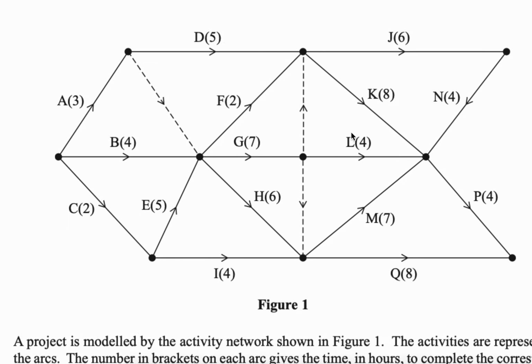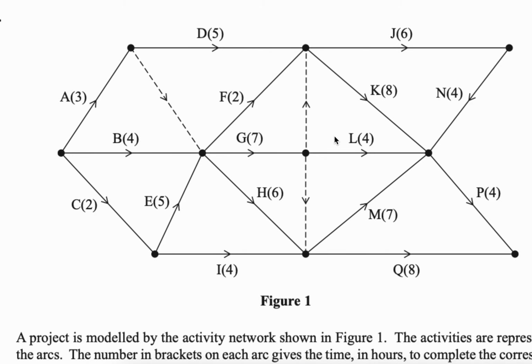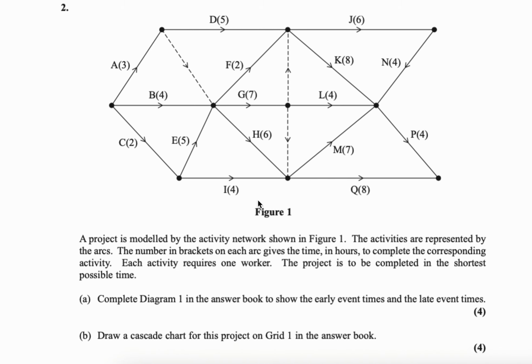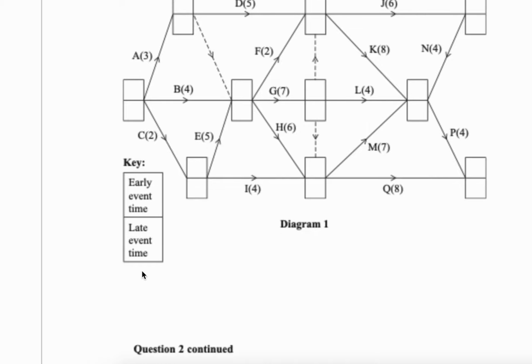Okay, question 1 over. Question 2. One project is modeled as a network above. The activities are represented by arcs. The number in brackets on each arc gives the time in hours. So just bear that in mind, time in hours, all right? Each activity requires 1 worker. The project is completed in the shortest possible time. Complete the diagram in the answer book to show early and late times.